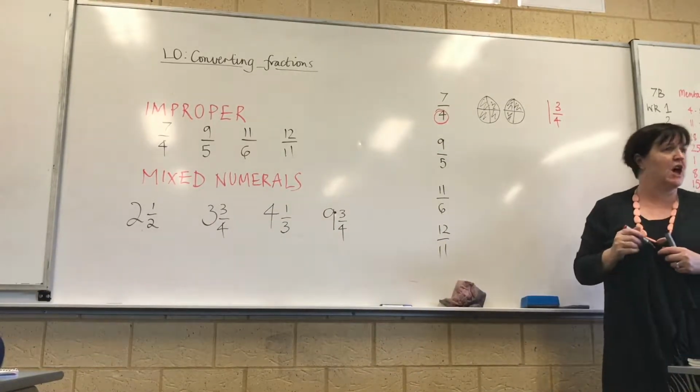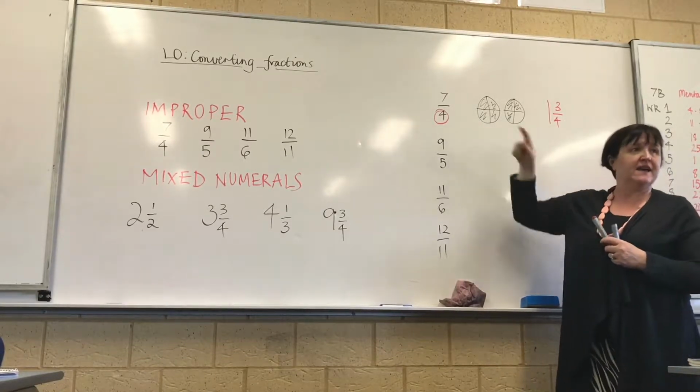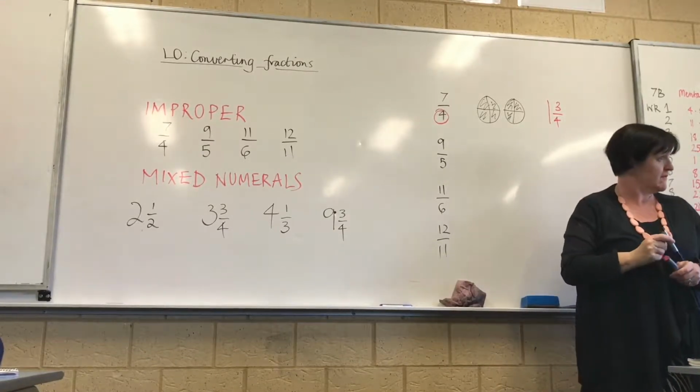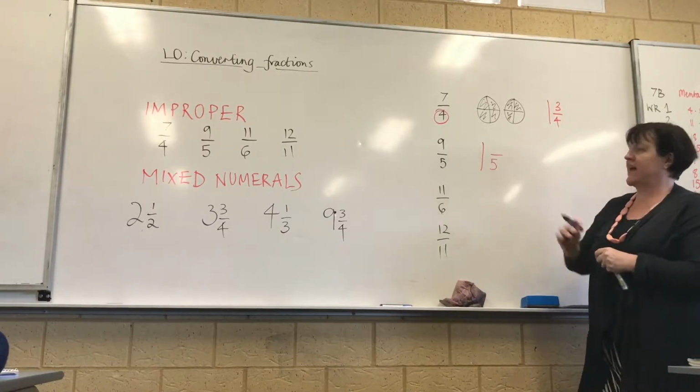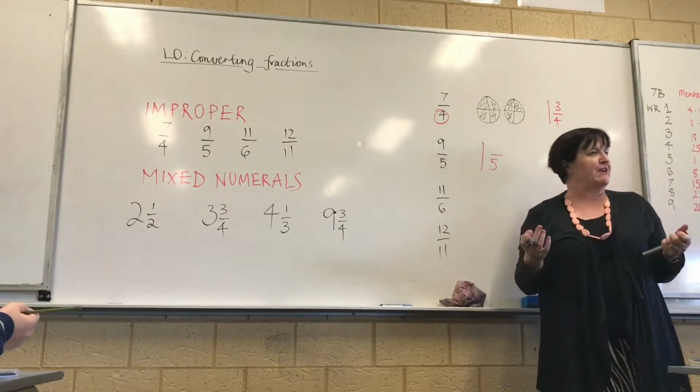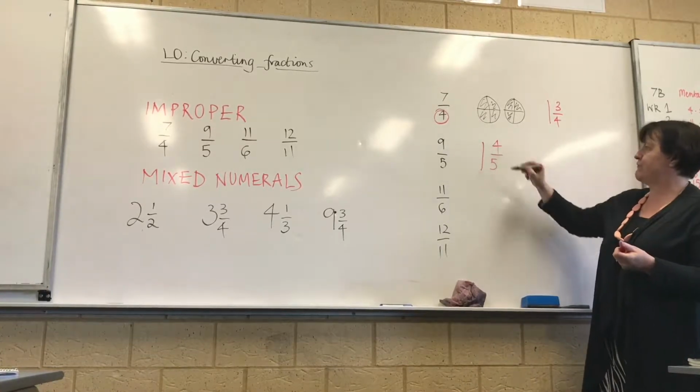So here, 9 over 5. How many 5s are there in 9? 1. The denominator isn't going to change, it's a 5th. How many are left over though? 4. So it's 1 4/5.